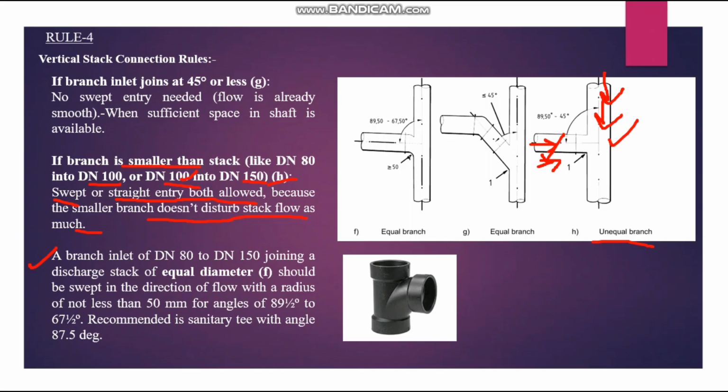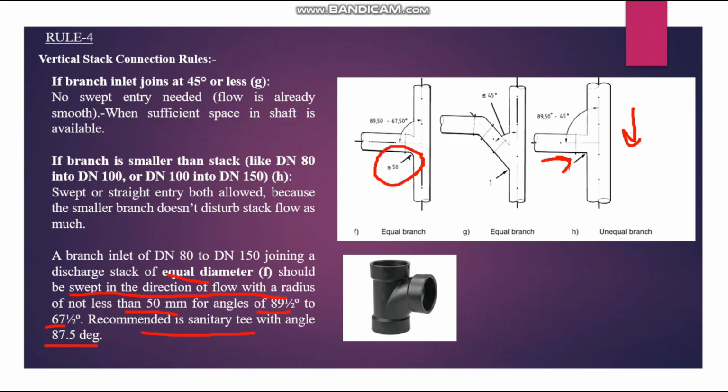Coming to the third case, here is slightly different. You have the equal diameter, that means the main pipe and the riser pipe both are equal dia. This time they have one new limitation. What is that? This time this should be swept in the direction of flow with a radius of not less than 50 mm. So we need to have minimum 50 mm radius for angle of 89 degree to 67 degree. Recommended is sanitary tee with the angle of 87.5 degree.